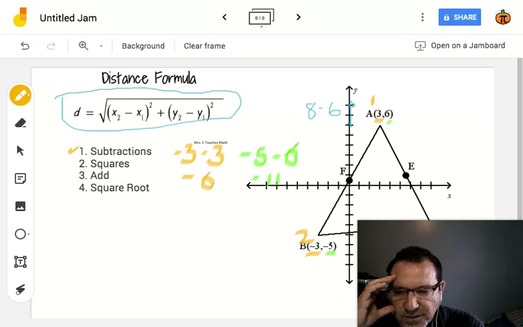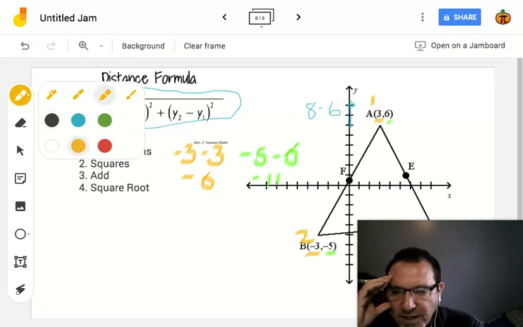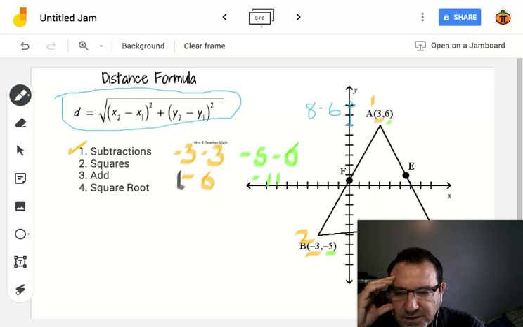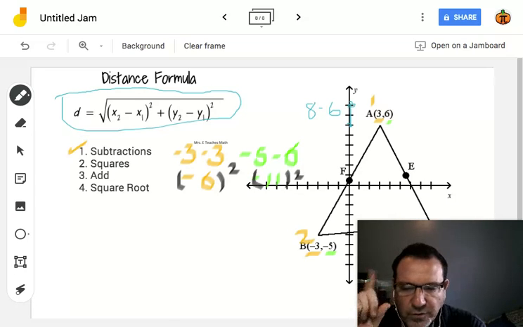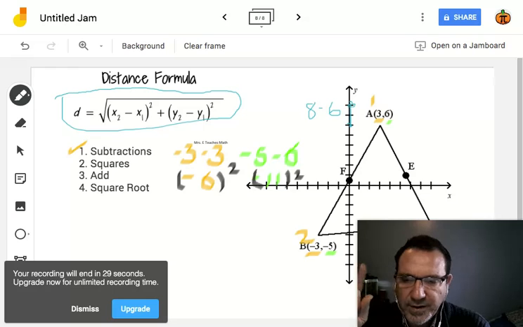We did the subtractions. Now you notice in each of these parentheses, there's an exponent outside. It says to square it. So we're going to take the negative 6 and we're going to square it. That means multiply it by itself. I'm going to do the same thing with the negative 11. Okay, now the reason I put parentheses around there, if you don't put parentheses around that negative in the calculator, it will give you the wrong answer.